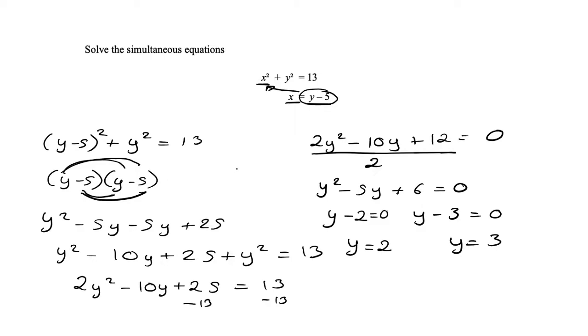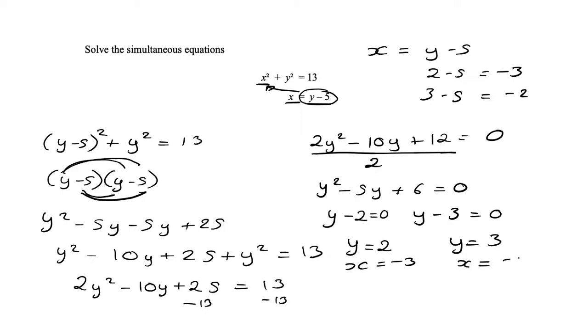We're not done yet because we need to solve the simultaneous equations. So y is 2. If we substitute that into, let's say, this equation, which is x is equal to y minus 5, y is 2, so 2 minus 5 gives us the value for x, which is negative 3. Then let's do the same over here. If y is 3, we have 3 subtract 5, which is negative 2. So x is going to be negative 2.